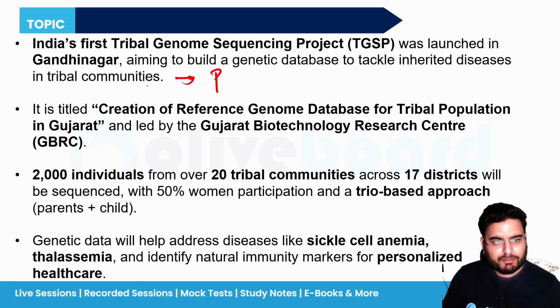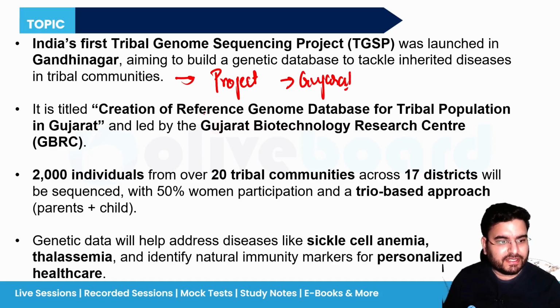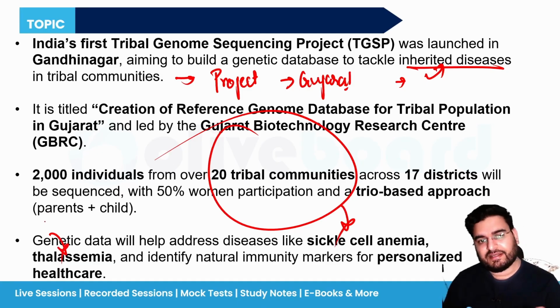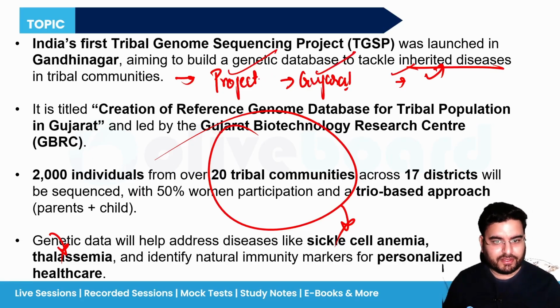So the name of the project is very important. First keyword. Second is what? Where? That is Gujarat. Now the purpose is what? Purpose is basically to sequence the tribal genome for inherited disease, to tackle the inherited disease. That is the objective of this entire program. Around 2000 individuals from more than 20 tribal communities have been sequenced. The samples have been taken and they are going to focus on diseases like sickle cell anemia, thalassemia, which are basically inherited diseases, right? So remember the name of the project, where it has been started and what is the objective. Got it? Chalo.